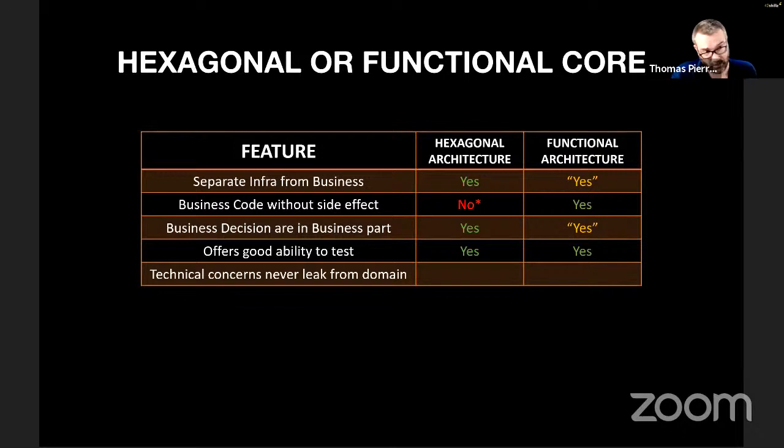About technical. Maybe we can have empowered more the functional architecture side because the code is more reasonable. We can reason more easily about the code since you don't have side effects on the pure function side, it's easier maybe to test. But anyway, technical concern never leaks from domain. For functional architecture, there are no leaks. Async await, for instance.